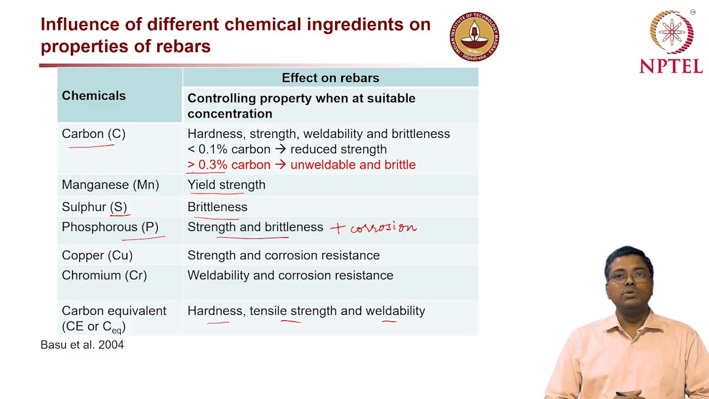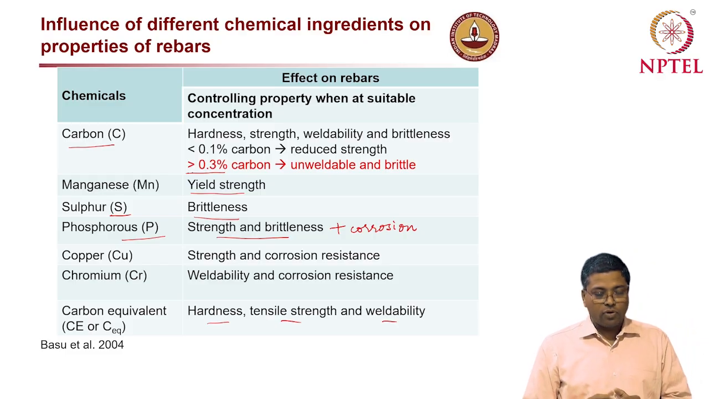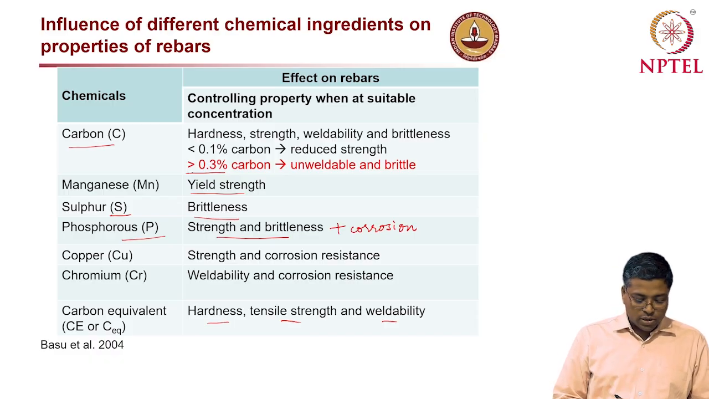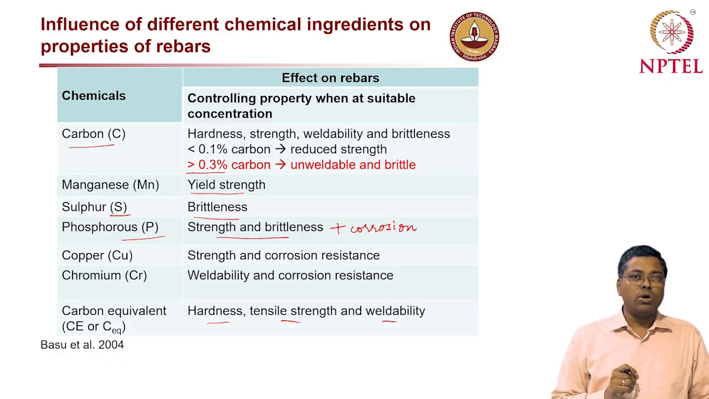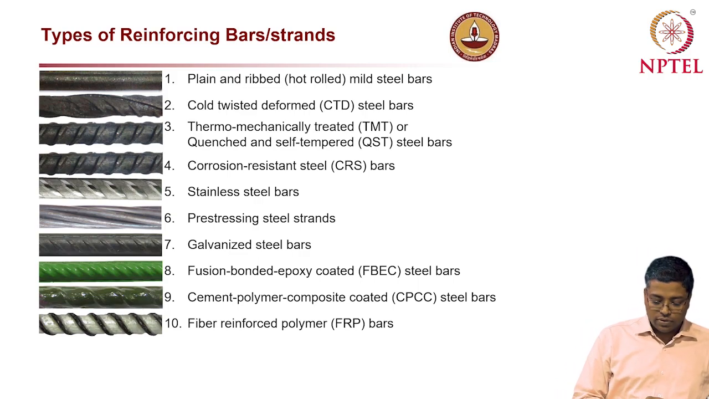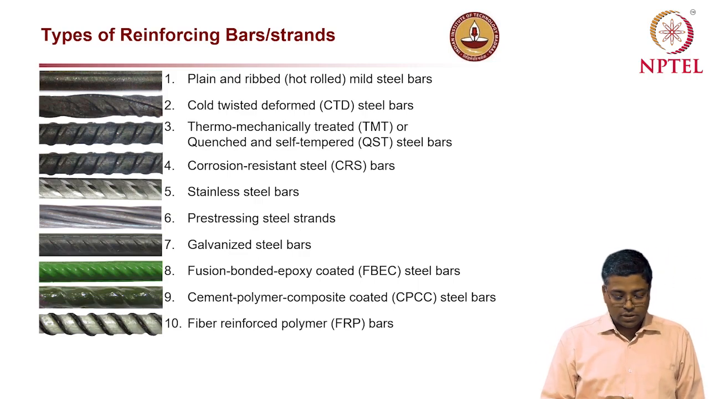So all these properties, which are very much important for the good performance of the structural system, need to be looked at. Even though some of these elements are in very, very small quantity in the steel, they are still very important to be considered. Otherwise you will see that the steel which you use is having very different properties than expected.